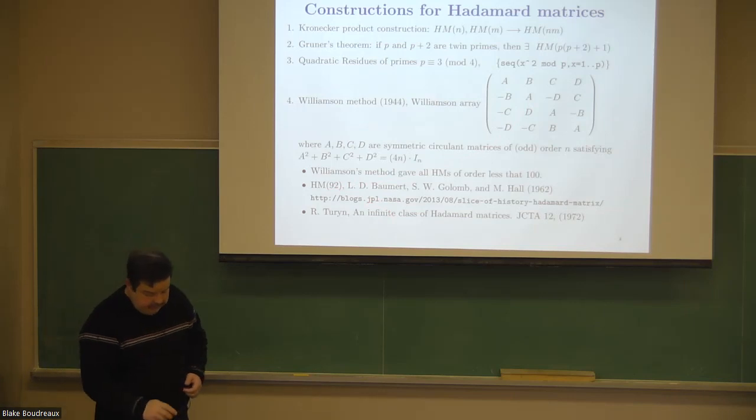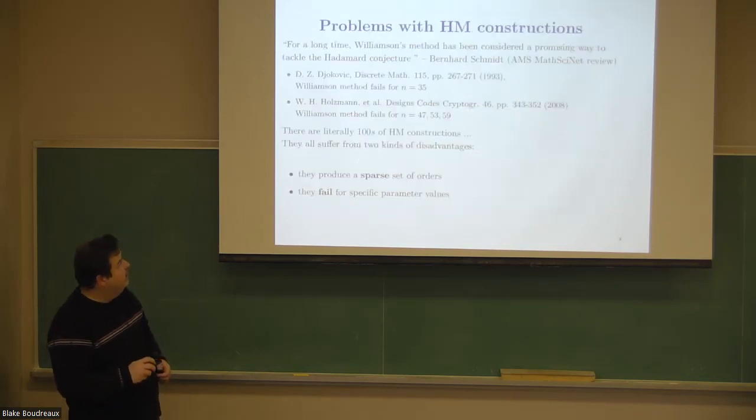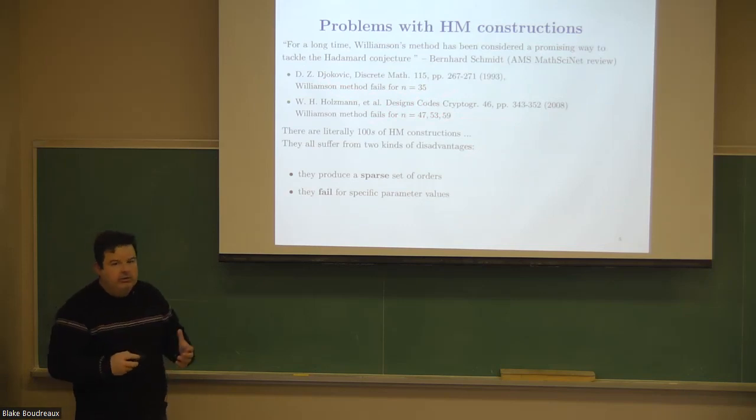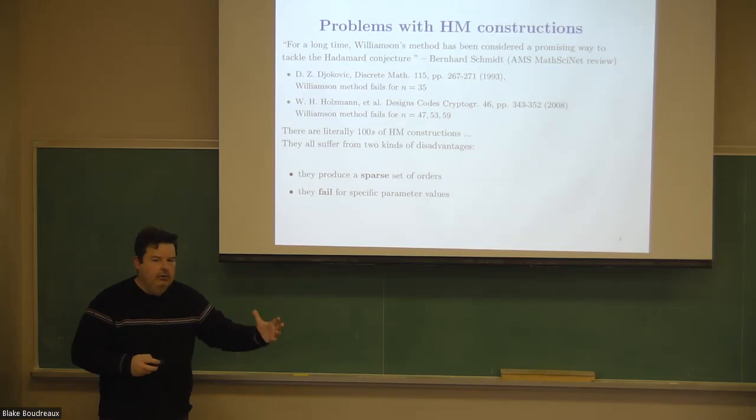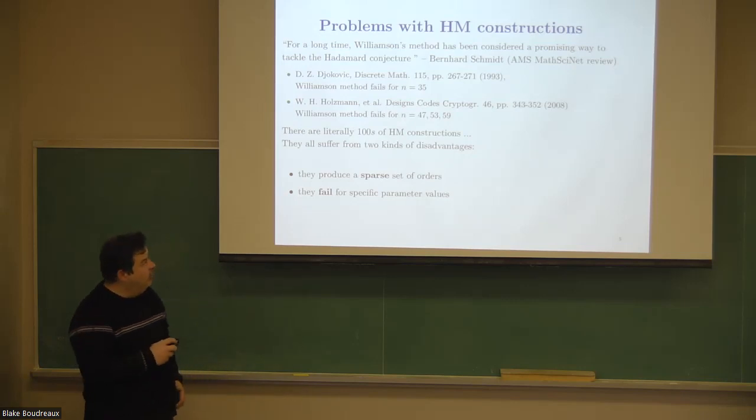Anyway, there are many other things. So there are problems with this construction. As I mentioned, Djokovic found that it fails for n equals 35. And then it also fails for 47, 53, 59. So this construction dies out, right? In small values, less than 100, this construction doesn't work.